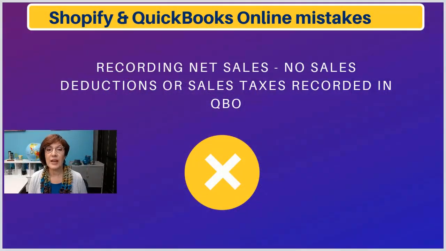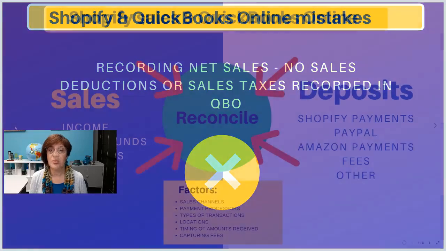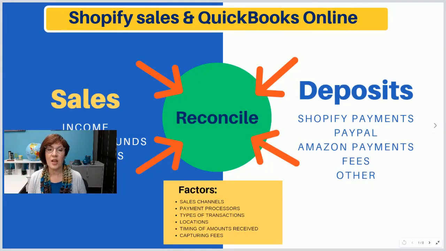First one is recording net sales into your QuickBooks. So basically, you're not capturing any sales deductions, any sales taxes, or anything that would give you details of what makes up those sales. One of the things that you need to consider is that Shopify not only is made up of sales, but there's also returns and refunds, sales taxes, deductions, and all of those amounts need to be broken out so you can get a clear picture of your profitability.